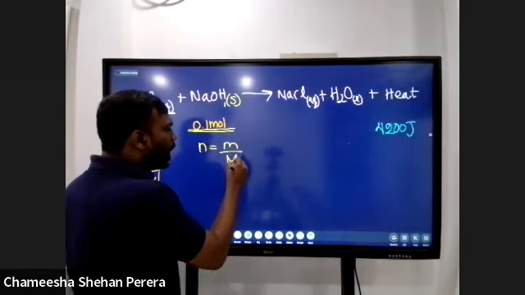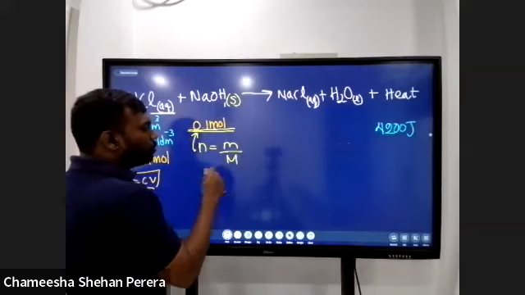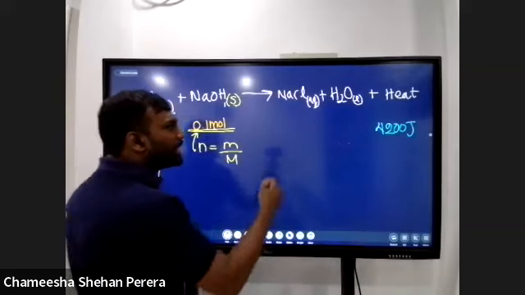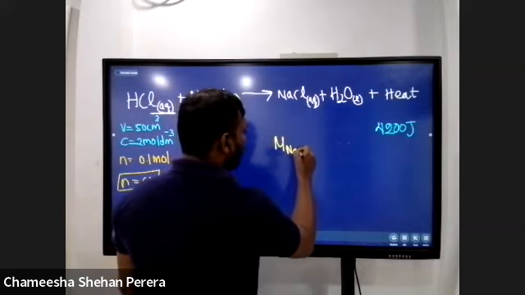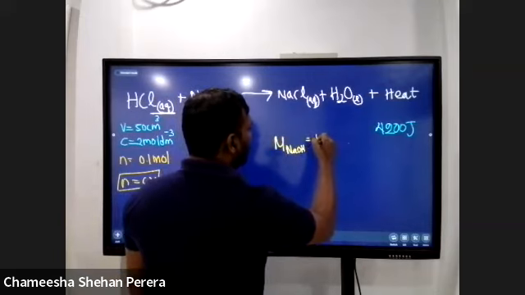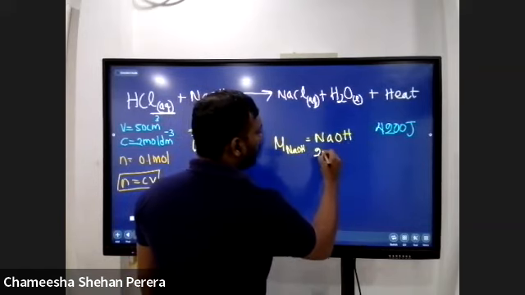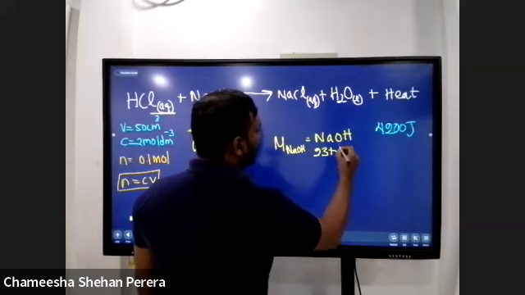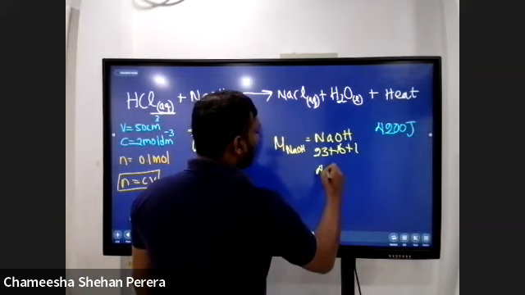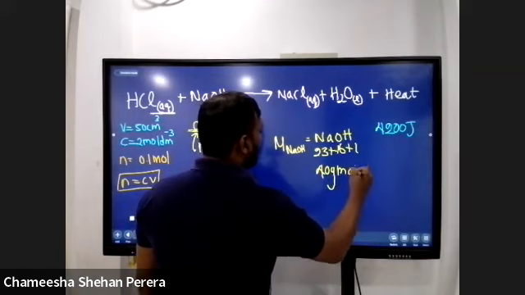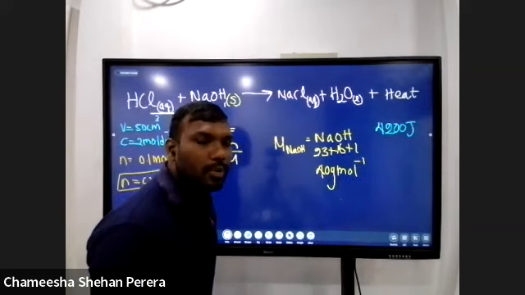Okay, so how many moles I need? 0.1 moles. I know it, right? So molar mass of NaOH I can simply calculate. How to do that? Sodium hydroxide NaOH, relative atomic mass of sodium is 23, relative atomic mass of oxygen is 16, relative atomic mass of hydrogen is 1. So altogether it becomes 40 g mol⁻¹, right? Molar mass of NaOH is 40 g mol⁻¹.